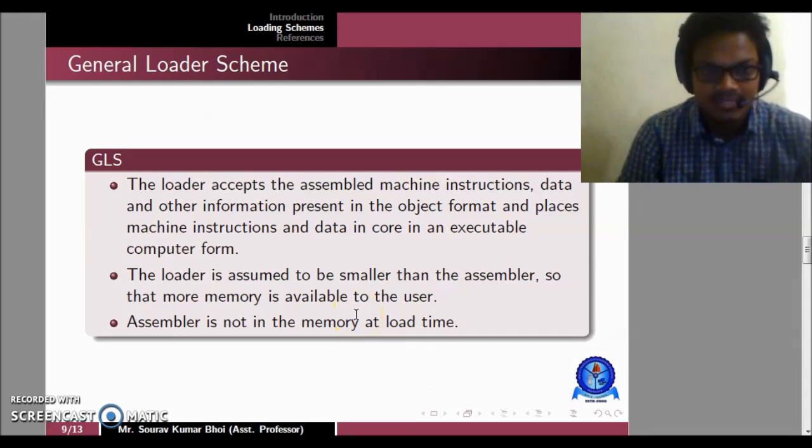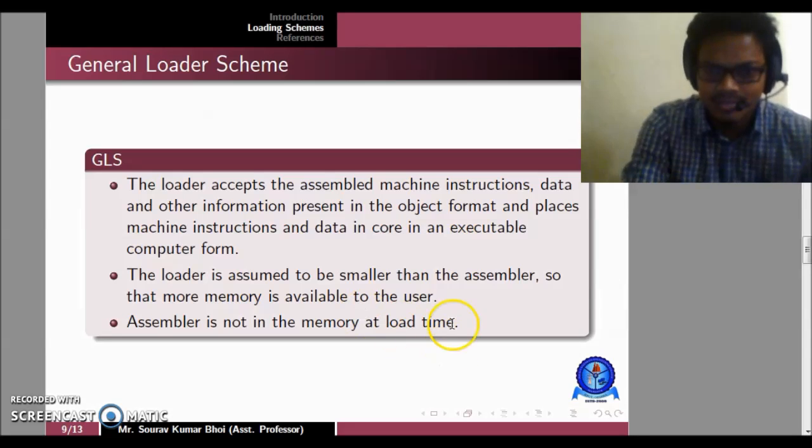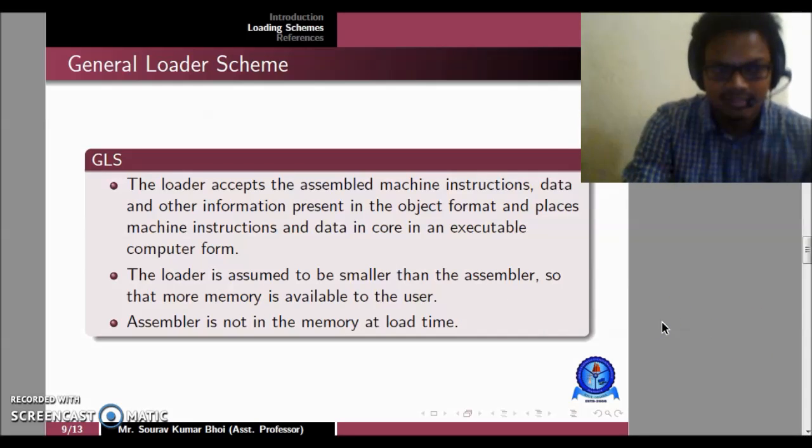So the general loader scheme, GLS: the loader accepts the assembled machine instructions, data and other information present in the object format, and places machine instructions and data in core in an executable computer form. The loader is assumed to be smaller than the assembler so that more memory is available to the user. This is called dynamic memory allocation. The assembler is not in the memory at the load time. In the previous compile and go scheme, the assembler, which converts the assembly language into the machine codes, is there in the memory, but here it is not. So it takes less memory.